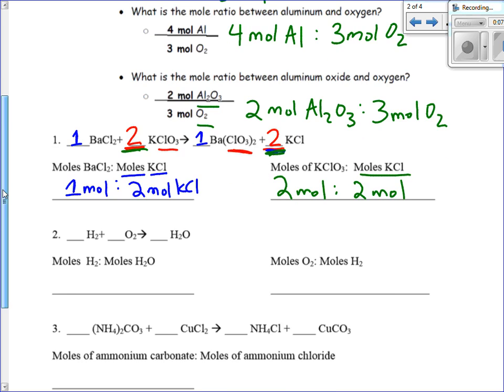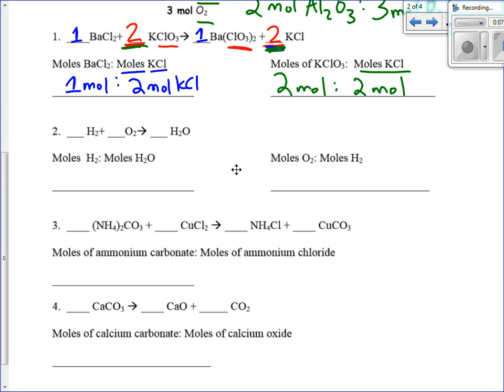Okay, so what did we come up with here? What are the coefficients for balancing for number 2? What do we need here? 1, 2, right? So, moles of H2 to moles of water. 2 moles to 2 moles, right? How about moles of oxygen? Moles of oxygen, 1 mole to 2 moles of H2.